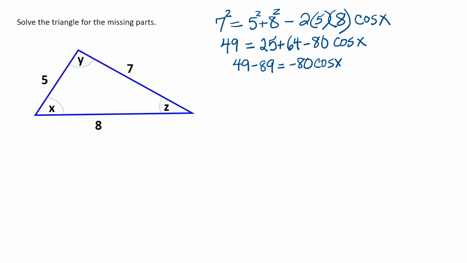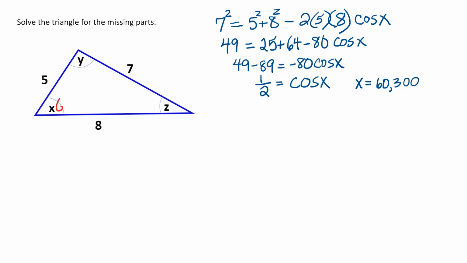cosine x, and then I will divide both sides by negative 80, and I get that 1/2 is equal to cosine x, and that happens when x is 60 and when x is 300. Now there's no way x can be 300 because there's only 180 degrees in a triangle. So x has to be 60, we know that.